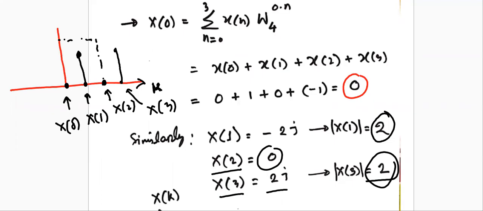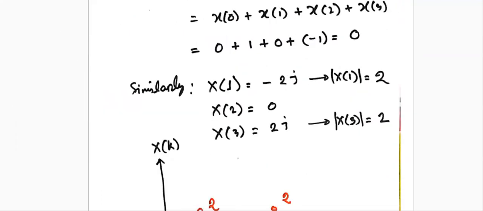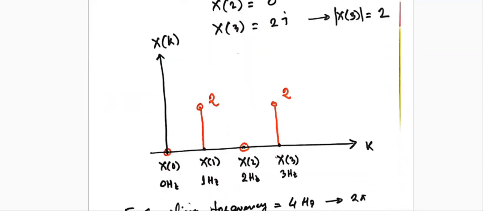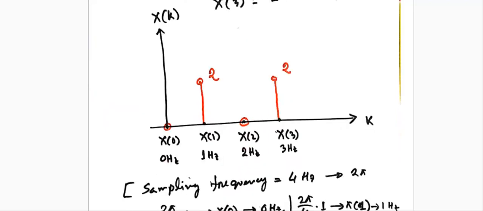Okay. Let me draw it here. So it has been drawn here, and you can find this is for x0, x1, x2, and x3. I have also written the frequencies. Don't care about that at this moment.